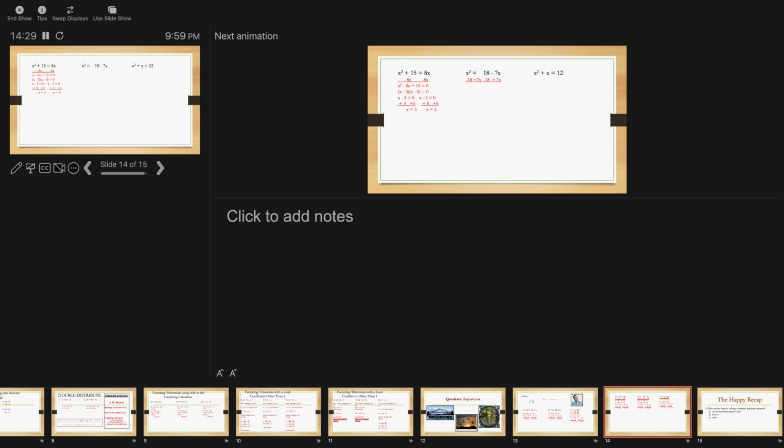Go ahead, try the next one in the middle. Now you're going to have to get the 18 and the -7x over to the other side.